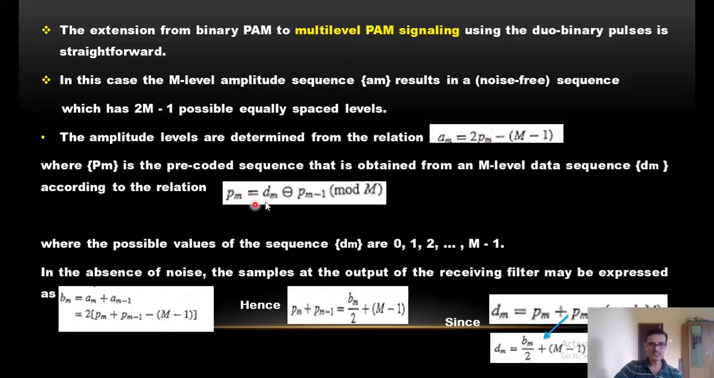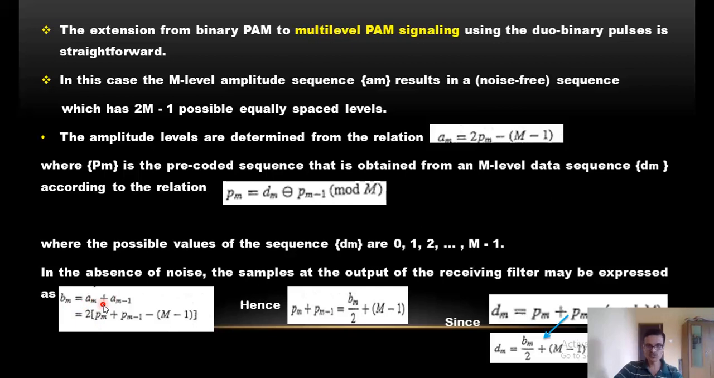Here PM is obtained by a modulo M subtraction: PM minus 1 of mod M. So mod M is important. PM, that is the precoded data, is equal to DM, the applied data, subtracted with PM minus 1, and take mod M. How exactly you are going to get the data, I'll explain with an example in the next slide. The possible voltage sequence DMs are nothing but 0 to M minus 1. Now, in the absence of noise, let us say BM is nothing but AM plus AM minus 1.